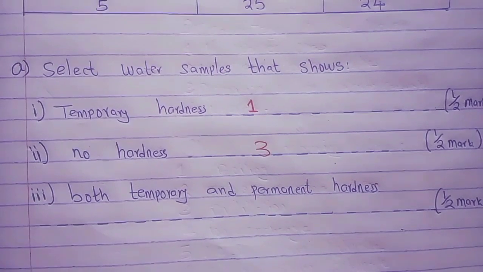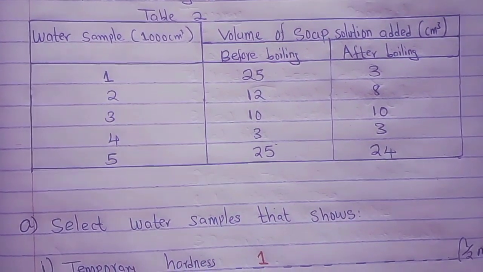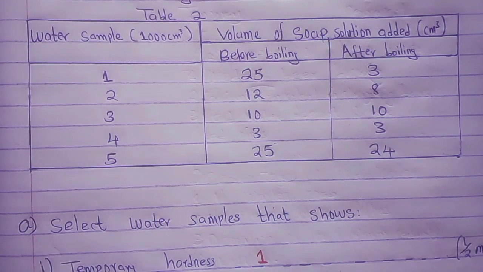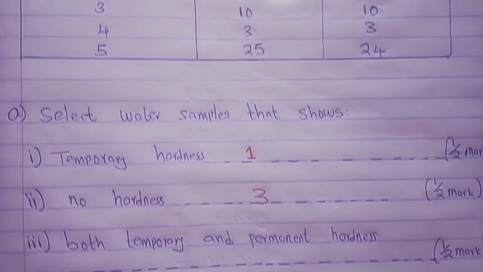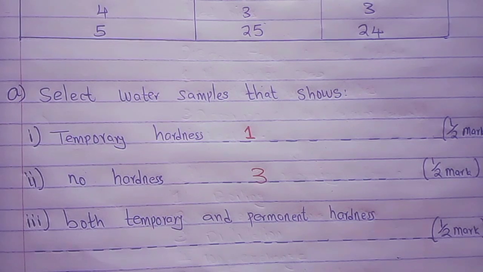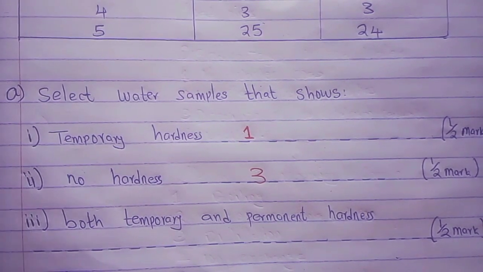Then both temporary and permanent hardness. When you go back to the table, you'll find that number 5 has 25 before boiling and 24 after boiling. That tells you that even though there is a little change, there's permanent hardness in it. So this little change symbolizes temporary hardness. So we are saying this is number 5.